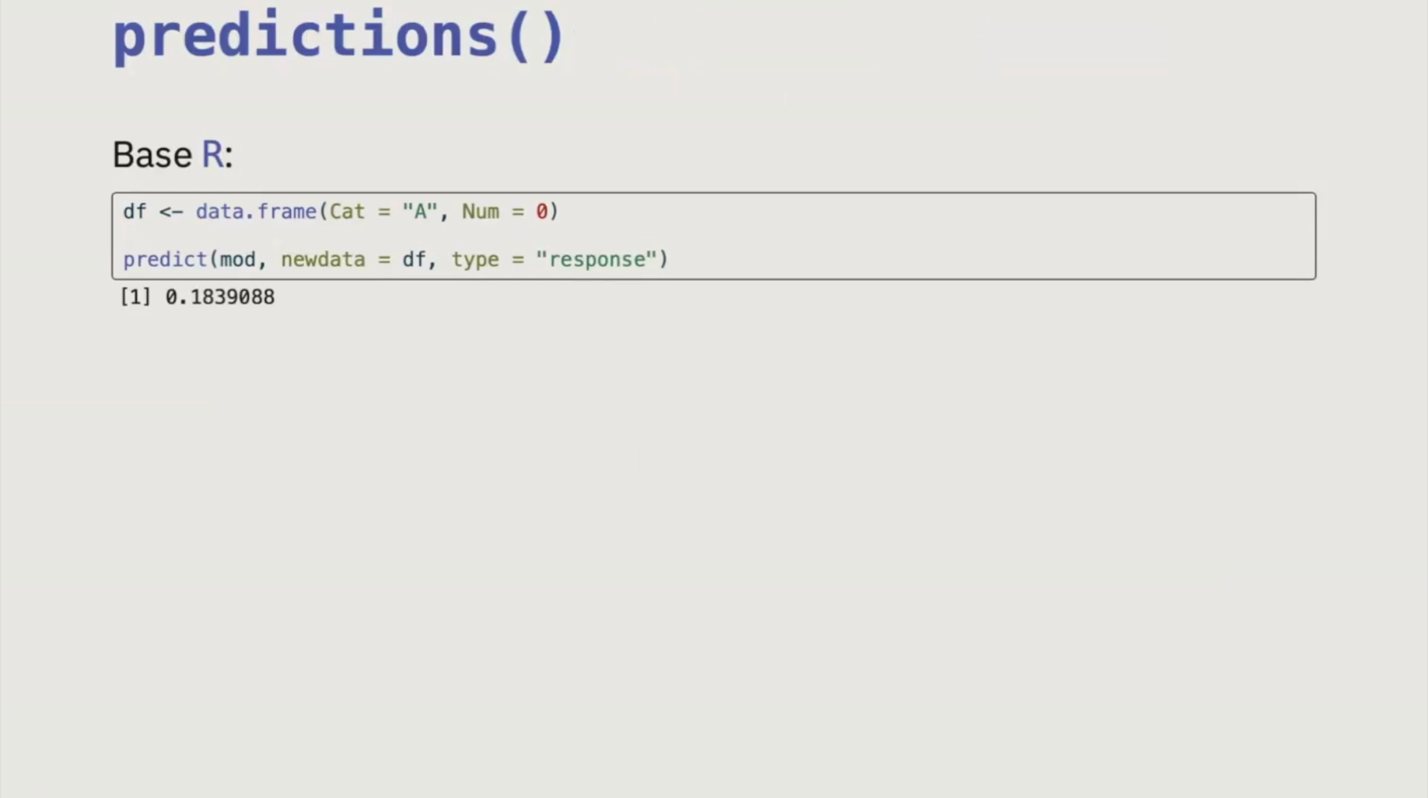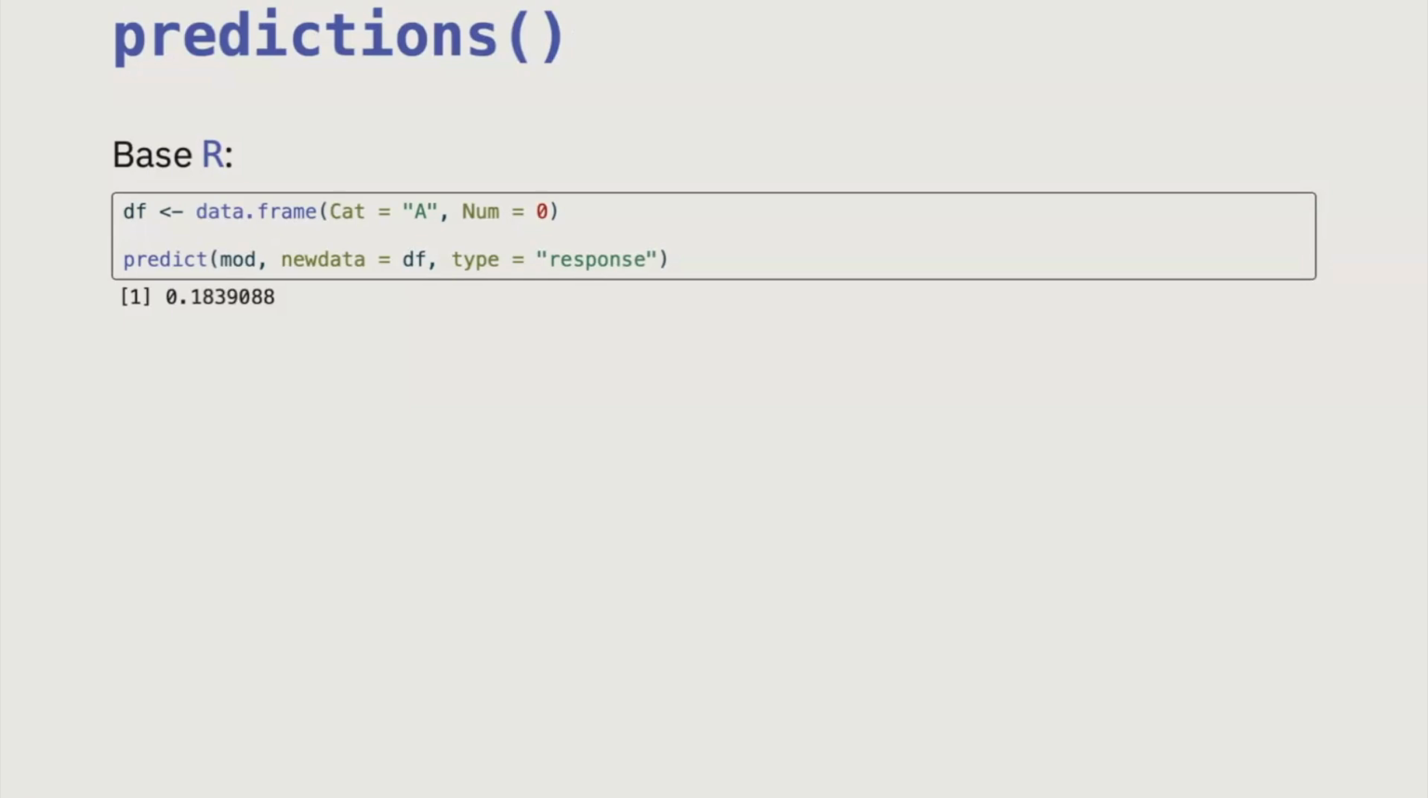All right, so let's move now to predictions. So as I said before, predictions are essentially fitted values. So in base R, what you would do is first you'd construct this data frame with the predictor values that you care about. So for example, in this case, I want the predicted value for an individual who is A on the cat variable, and 0 on the numeric variable. And then I would feed this data frame to the predict function. So you do predict, model, then your data frame with the values that you want.